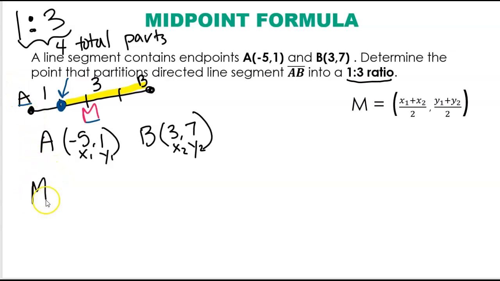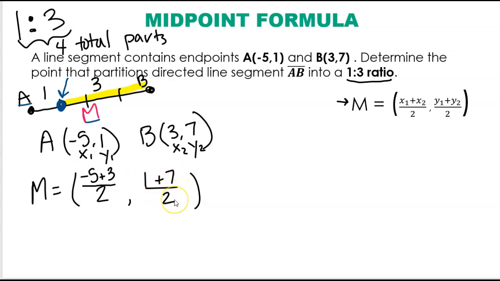Okay, so the midpoint formula says, and I have it written right over here for you guys, we're going to add our x's, which is -5 plus 3, and then divide by 2. Now we're going to add our y's, which is a 1 and a 7, and then divide by 2. Remember, it's like the average. You add your x's, divide by how many there are. Add your y's, divide by how many there are.